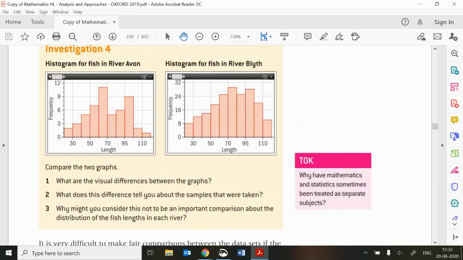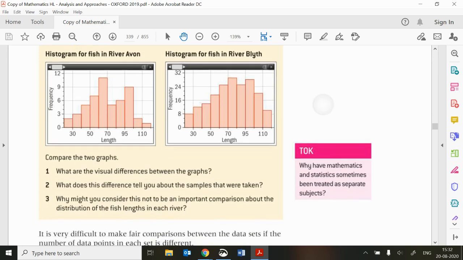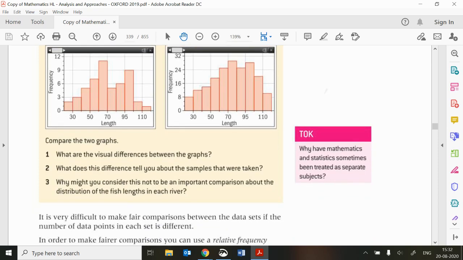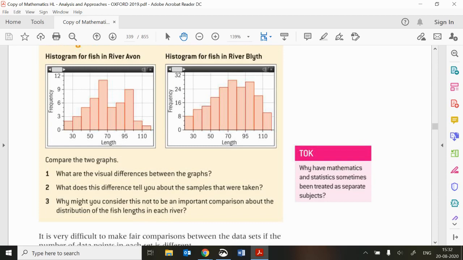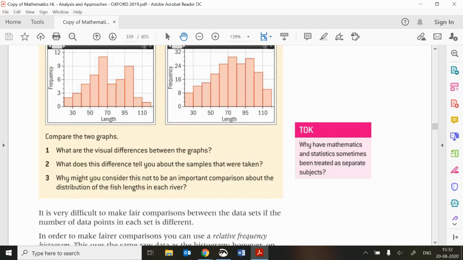What is it saying? What are the visual differences between these two things? What does this difference tell you about the samples that were taken? Maybe it looks like there's more samples that were taken for the River Blythe, potentially. What are the differences? The first one looks to be bimodal. Why might you consider this not to be an important comparison about the distribution of the fish lengths in each river?